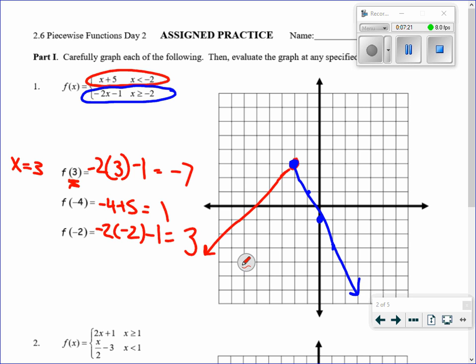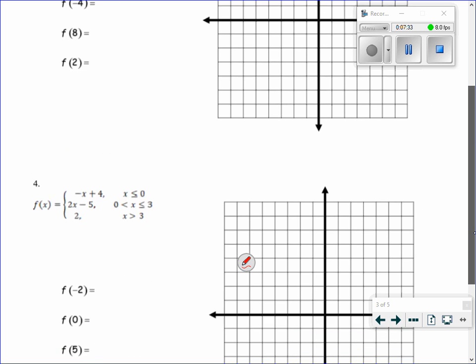Alright, does anybody have any questions about that first one? So we're going to jump around a little bit. You guys will do number 2 on your own. We're going to jump to question 4 on the next page.